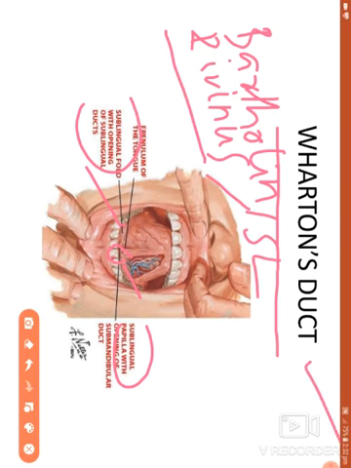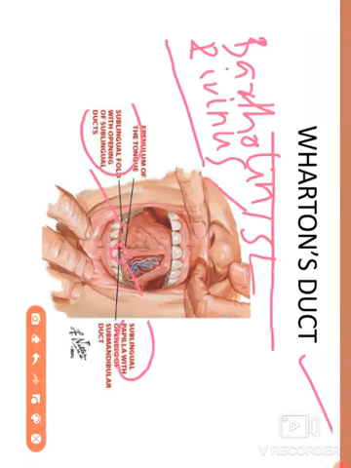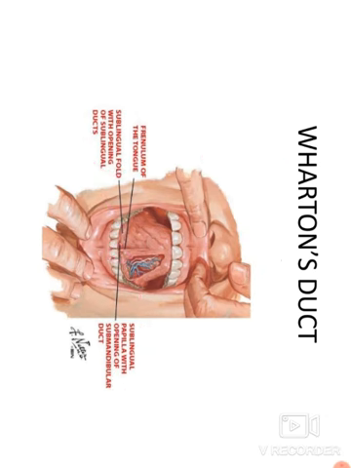So, Wharton's duct is the duct of the submandibular salivary gland. Its average length is 5 centimeters. It arises from the deep part of the submandibular gland, runs upwards, forwards, and opens into the floor of the mouth at the sublingual papilla.